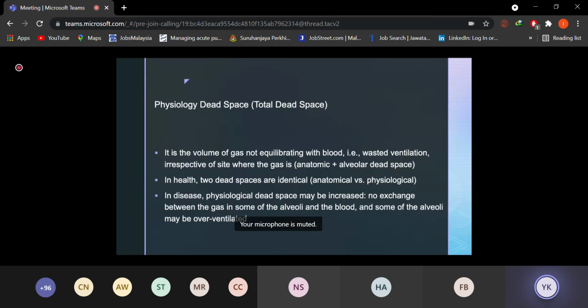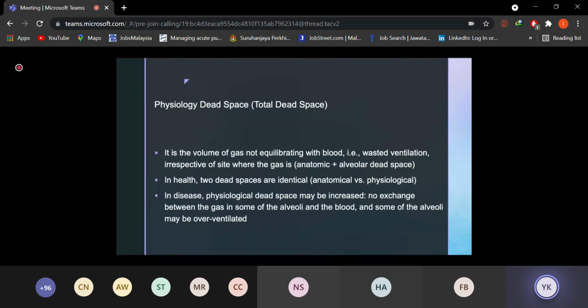It's the volume of the gas that is not equilibrating with the blood. We call it wasted ventilation, irrespective of the site where the gas is. So it's a total of the anatomic as well as the alveolar dead space. However, in a healthy person, the two dead spaces, anatomical and physiological, are identical, because alveolar dead space is too little or not significant to contribute to the volume at all. But somehow in disease, the physiological dead space may be increased.